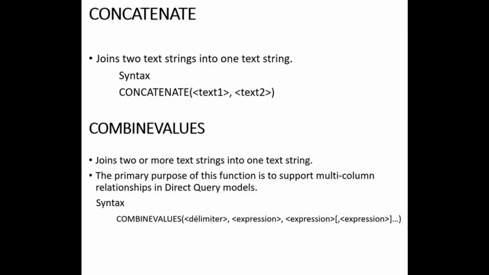CONCATENATE joins two text strings into one text string and it accepts two parameters. COMBINEVALUES joins two or more text strings into one text string. The primary purpose of this function is to support multiple column relationships. It can accept two or more parameters and it can be used in DirectQuery mode.